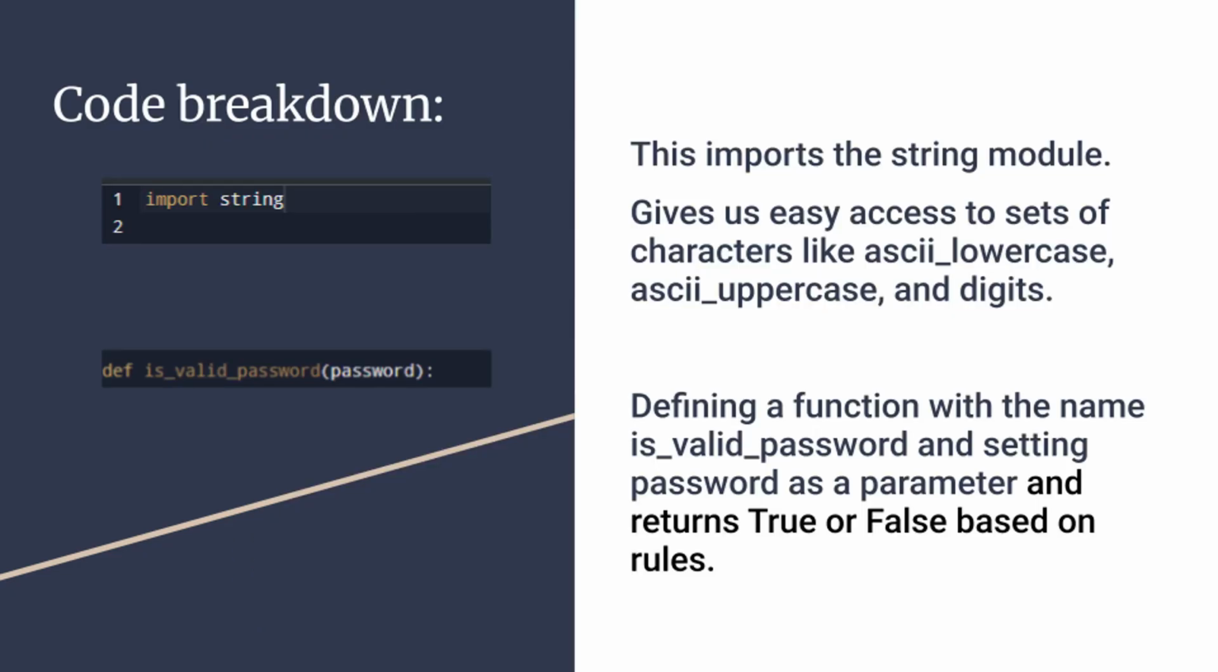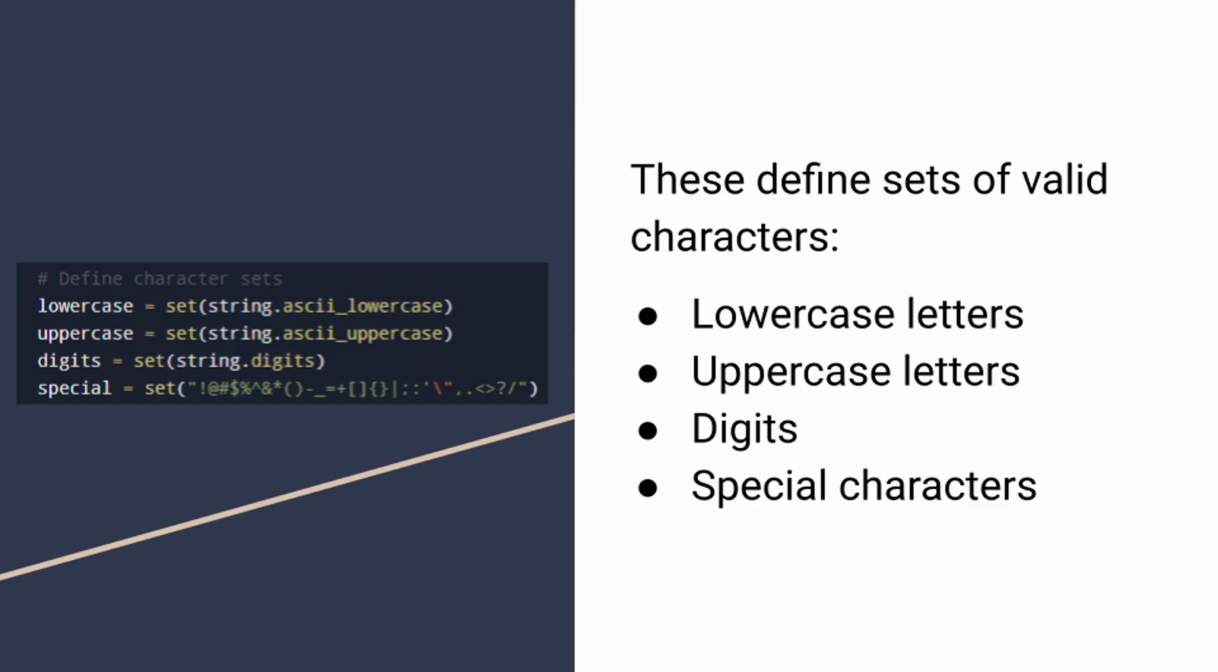Alright, so first we're going to import the string module. The string module gives us easy access to sets of characters like ASCII lowercase, ASCII uppercase, and digits. Then we're going to define a function with the name isValidPassword, and we're going to set password as a parameter. And this will return true or false based on the rules.